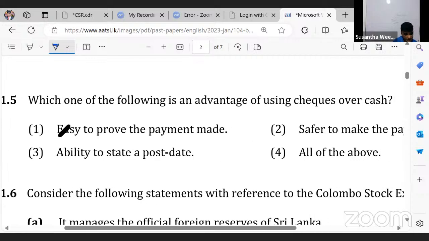Ability to state post date. Yes. With a check we can post date. Second one, safety to make the payment. Yes, that is safety. Then we can avoid unnecessary people encashing the check at the bank counter. We can cross it. Right? Ability to state post date. Yeah, we can post date to encash on a particular day. Yes, all of the above. All of these are advantages of using checks.